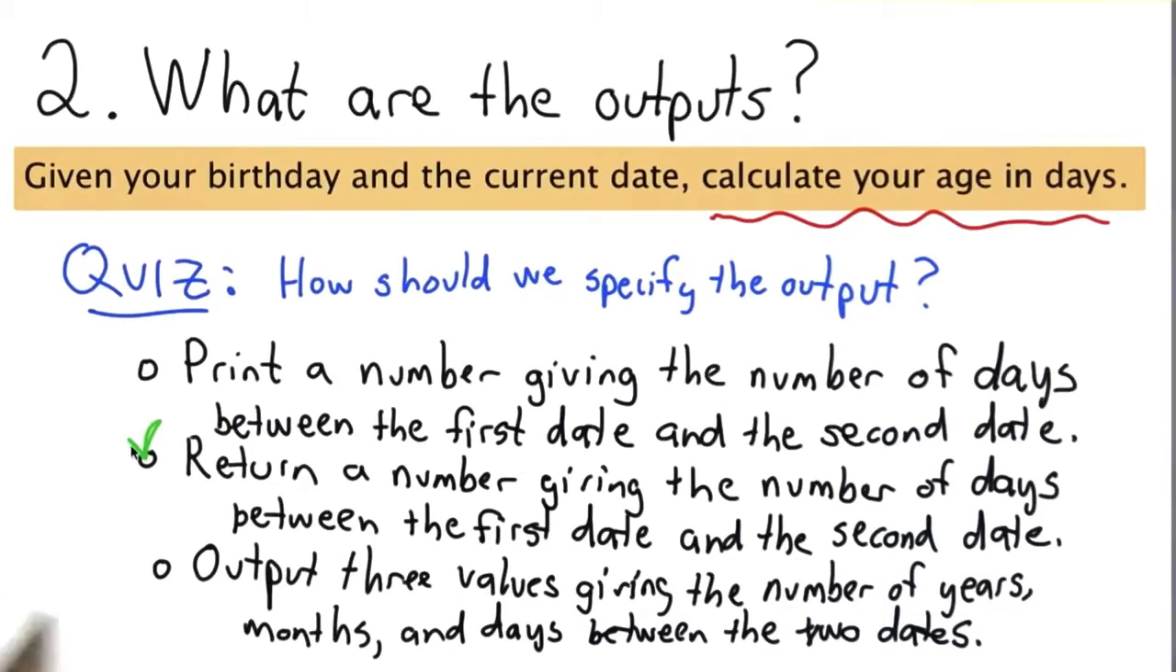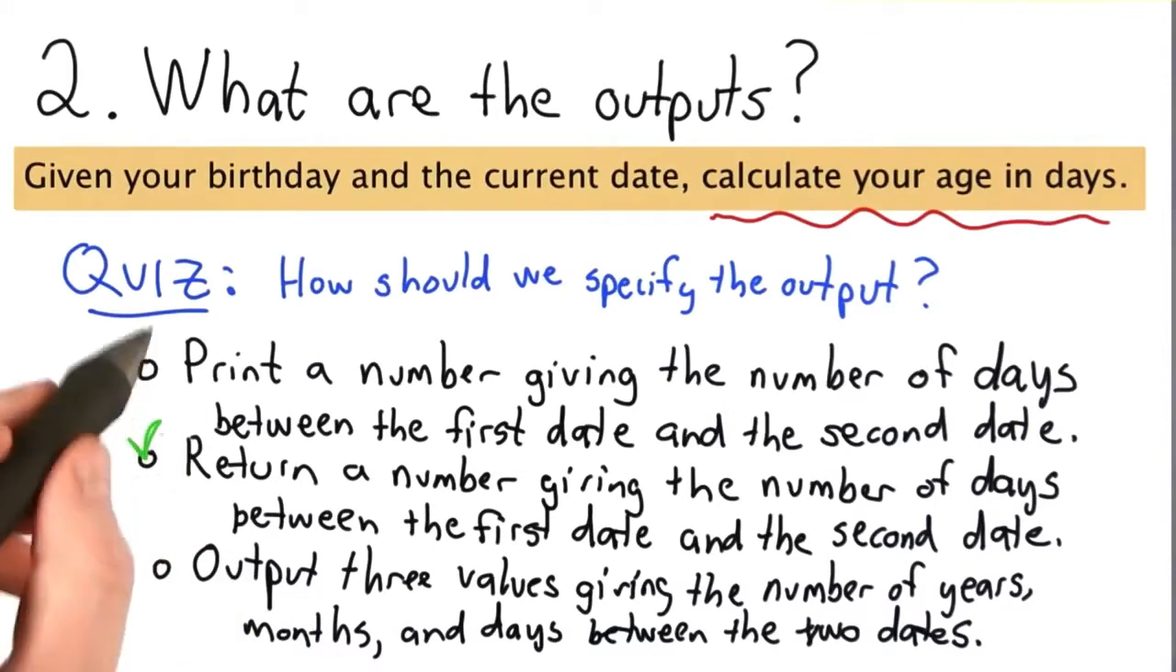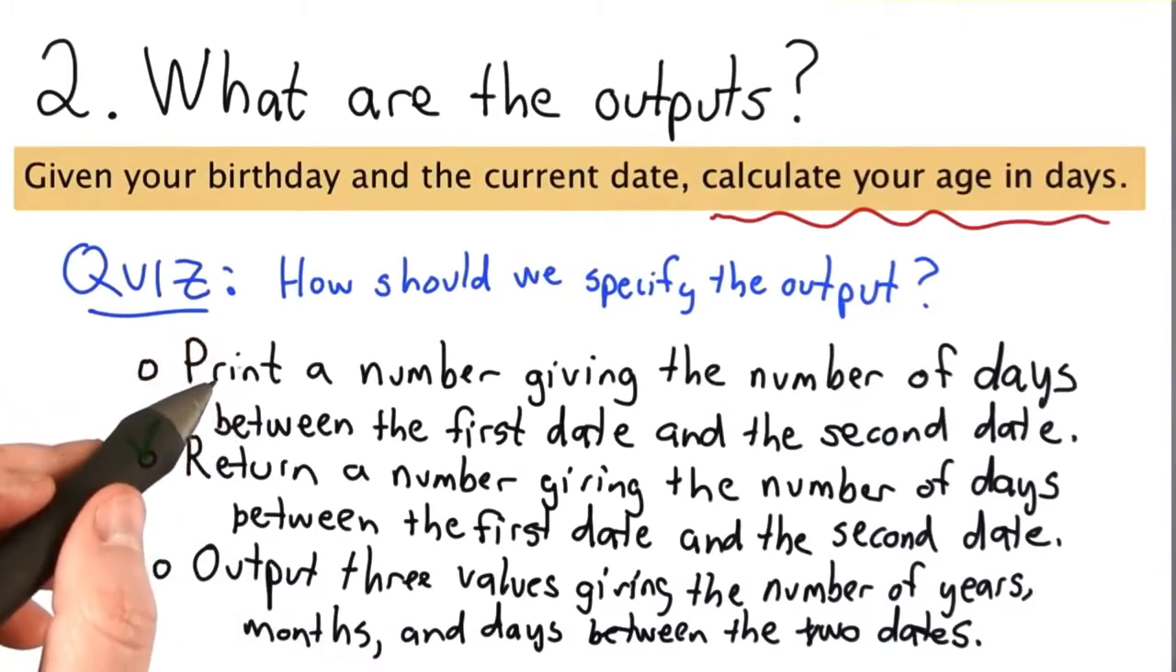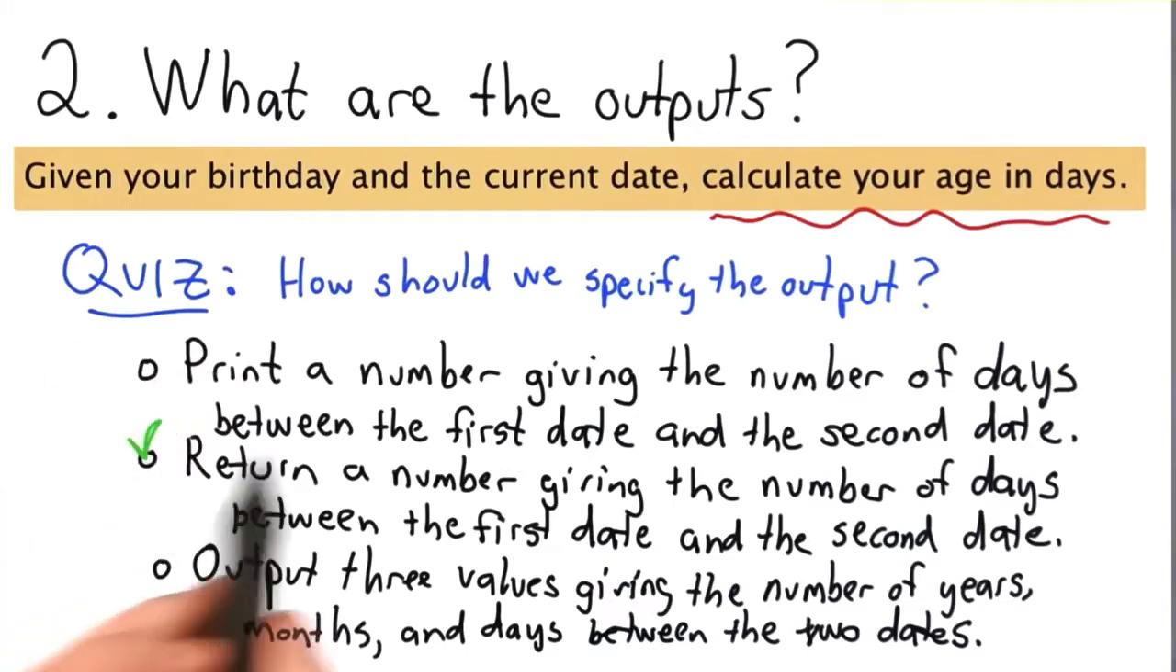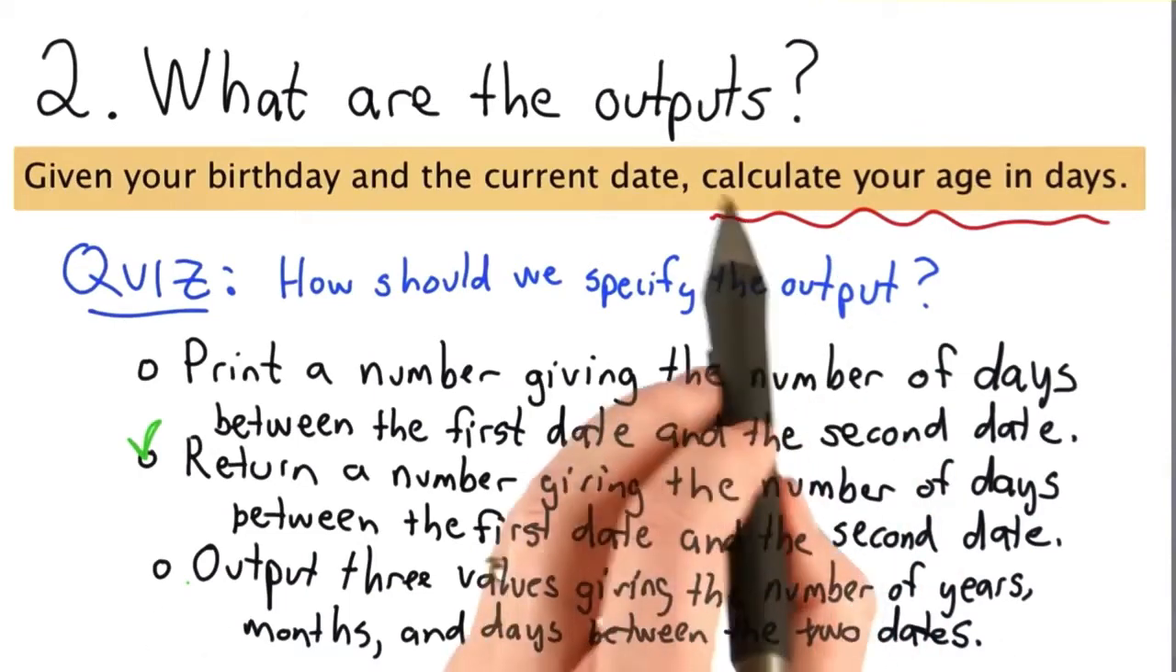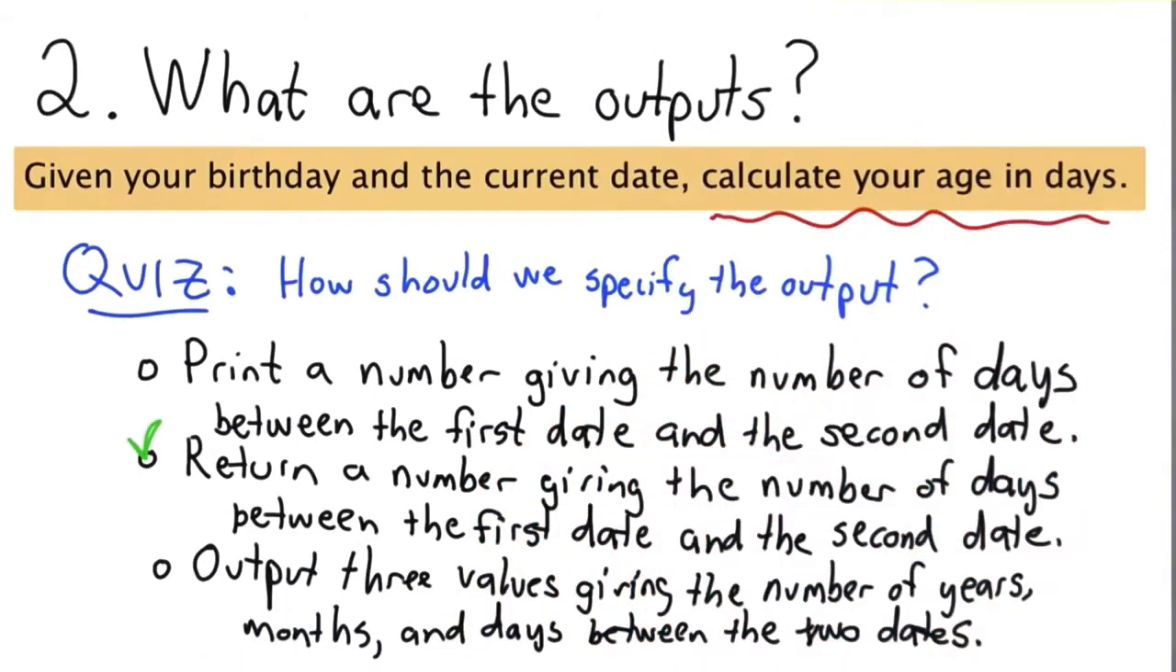I would argue that the second answer is best. The difference between the first and the second is whether we print out a number or we return the number. Returning a number is much more useful. If we return the number, then we can do more computation with it. If we print it out, well, then it gets printed out and it's hard to use for anything else. So I'm going to assume that what we want to do is the second choice. The third choice doesn't really match what was stated, right? We want the age and days. The third choice says we'll give the age in years, months, and days.